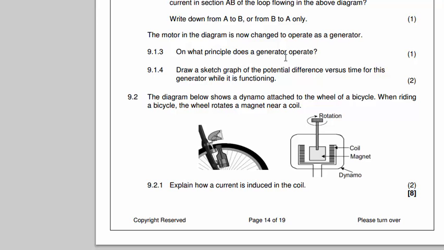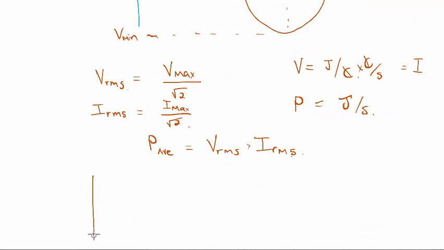So on what principle do generators operate? They change energy from kinetic energy to electric energy. Okay. Draw a sketch graph of the potential difference versus time for this generator. So potential difference versus time for this thing is this graph. It just had to be a rough graph.